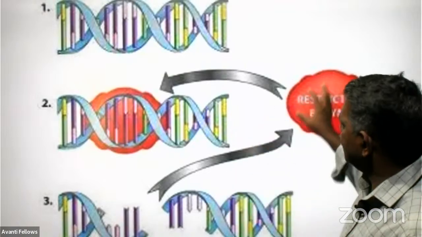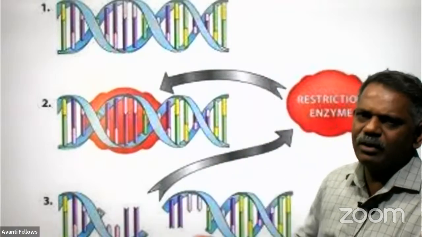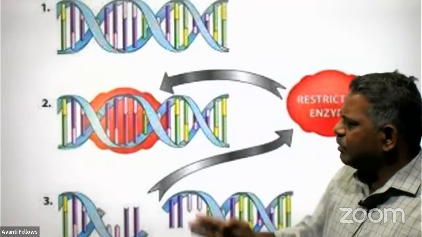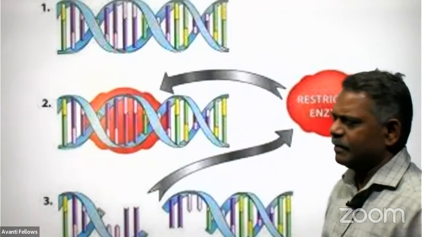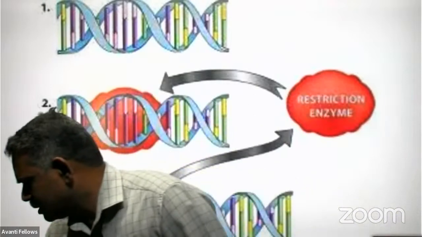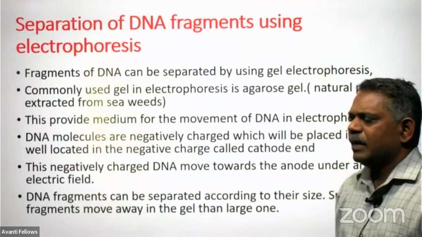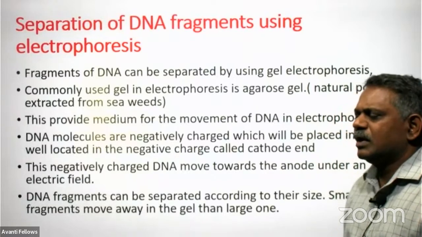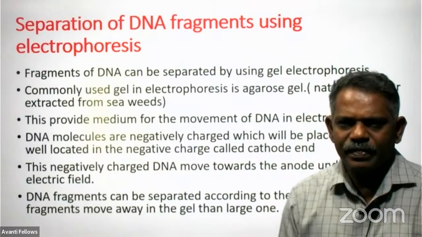Whenever we pour this enzyme into the bulk of DNA, wherever they find their palindromic sequence, they will cut and make a number of small pieces of DNA. That is the second step, fragmentation of the DNA. Then the next one is what? The separation of DNA fragments by using electrophoresis.